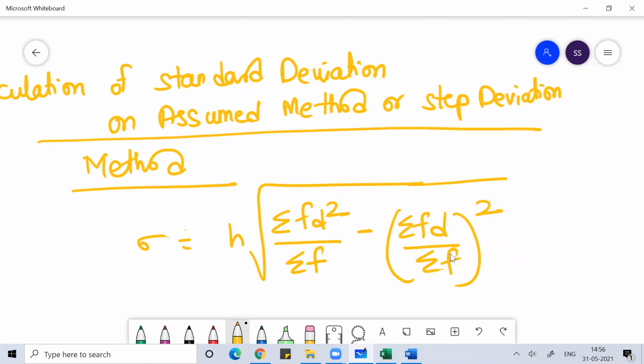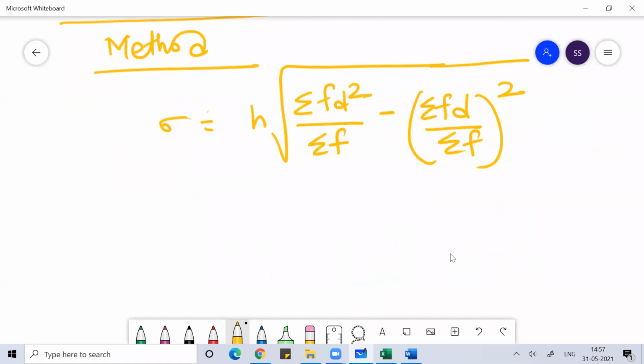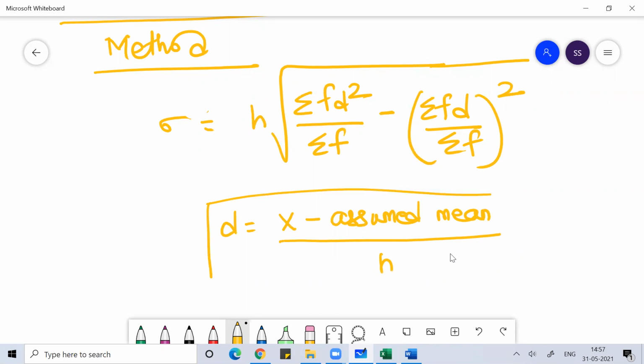If you are trying to calculate the standard deviation on the assumed mean method or step deviation method, this is the formula. What is d? d is any x value minus the assumed mean, where the assumed mean is any x value which you assumed. I hope you remember this formula of d for the step deviation method. h is the class size, the upper limit minus lower limit.